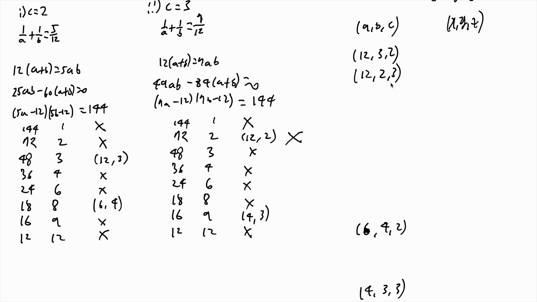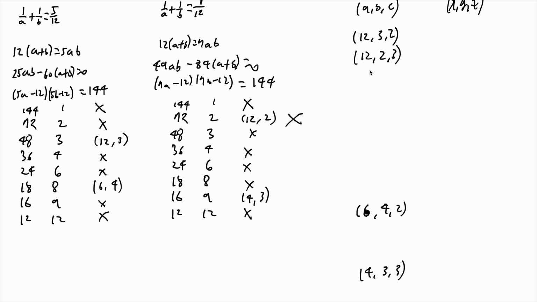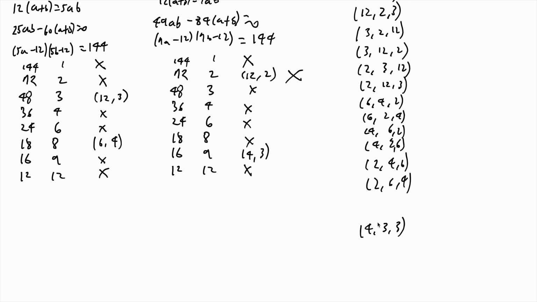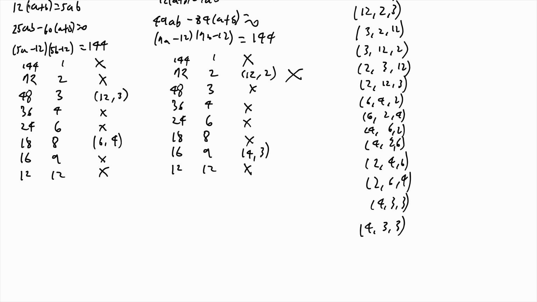2, 3, just in case ABC swaps here. The next one that we can have is 2. Next one is 2, 3, 12, 12 and 3. Next one is 6, 4, 2, 6, 2, 4, 4, 6, 2, 4, 2, 6. This is painful. 2, 4, 6, 2, 6, 4, 4. Oh, this is nice. We only have 3 for this one.